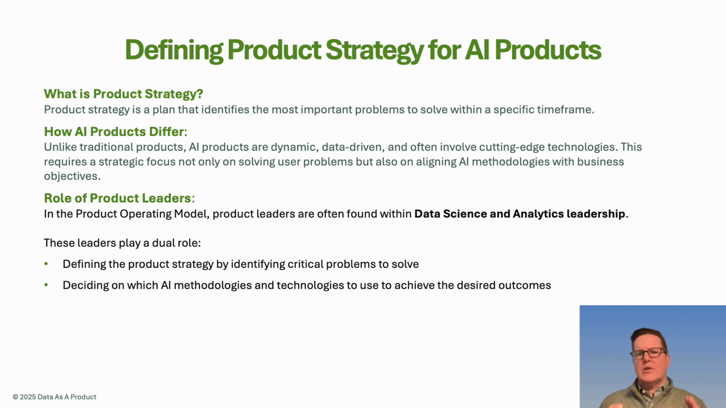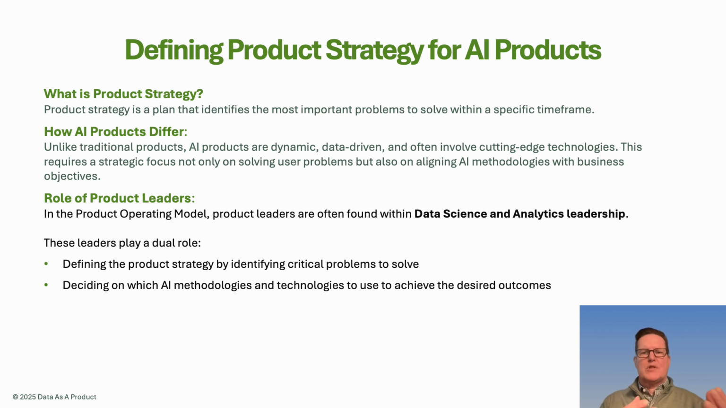Now, it's interesting to note how AI products are different. Unlike traditional products, which are well-defined, AI products are dynamic, data-driven, and involve cutting-edge technologies. This requires a strategic focus not only on solving the user problem, but making sure that you're aligning the AI methodologies with your business objectives. For example, an AI-powered recommendation engine must balance technical feasibility, the user personalization, and potential revenue generation.